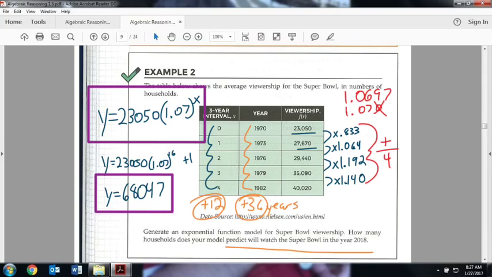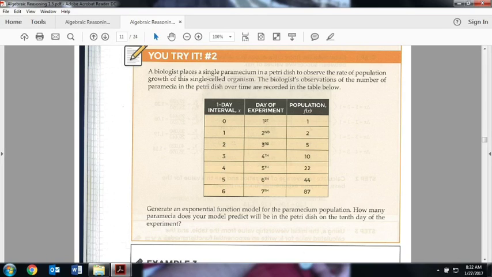Go ahead and try. You try number 2. All right, you try number 2. It says a biologist places a single paramecium in a petri dish and observes the population. And then you scroll on down, it says generate an exponential model for the paramecium population. How many do you predict will be in the petri dish on the 10th day of the experiment?